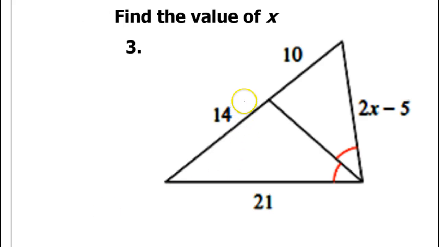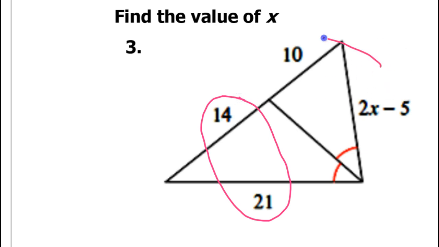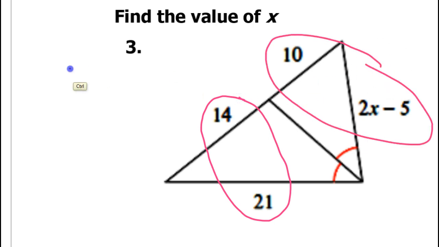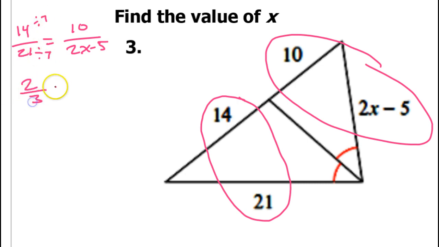Alright, so looking at number 3, using the angle bisector theorem, we'll just make a fraction out of these two, and we'll make a fraction out of these two. So that means 14 over 21 is equal to 10 over 2x minus 5. Let's see. Both of these are divisible by 7. So that's going to be 2 over 3 is equal to 10 over 2x minus 5.